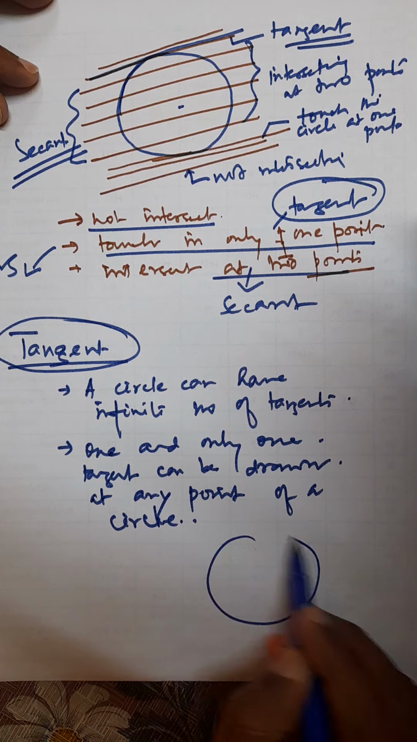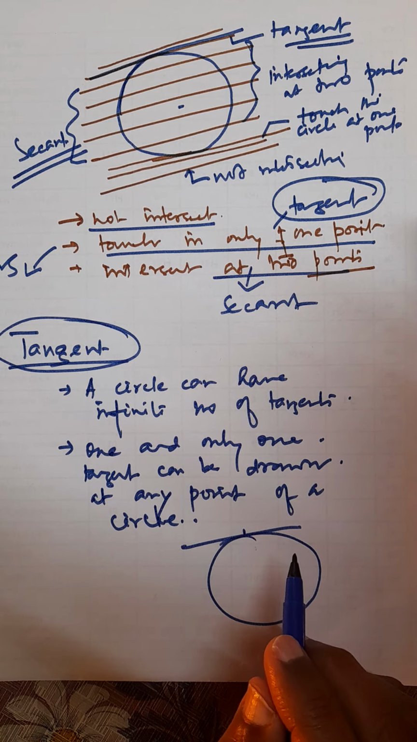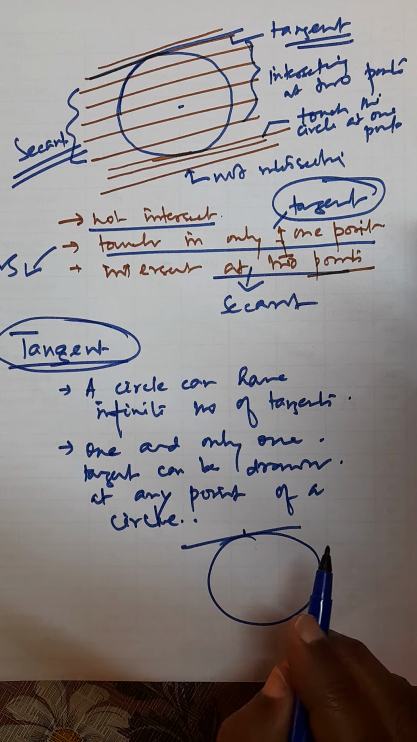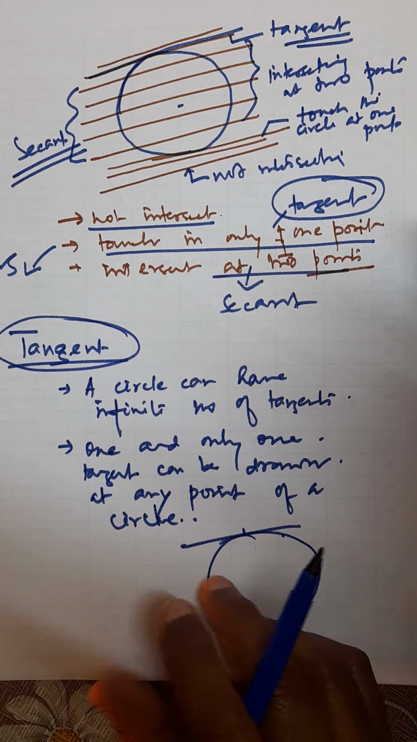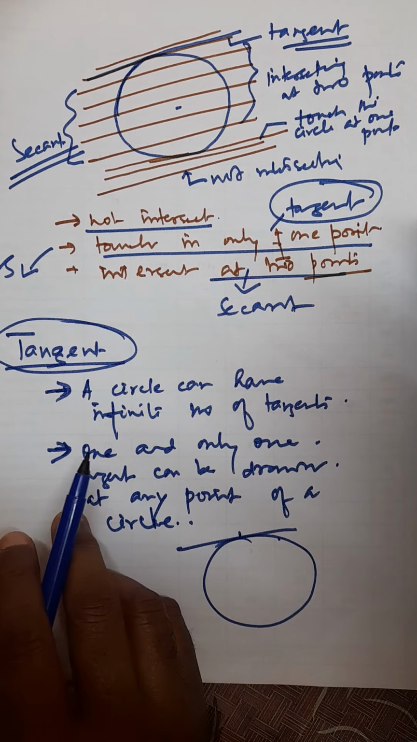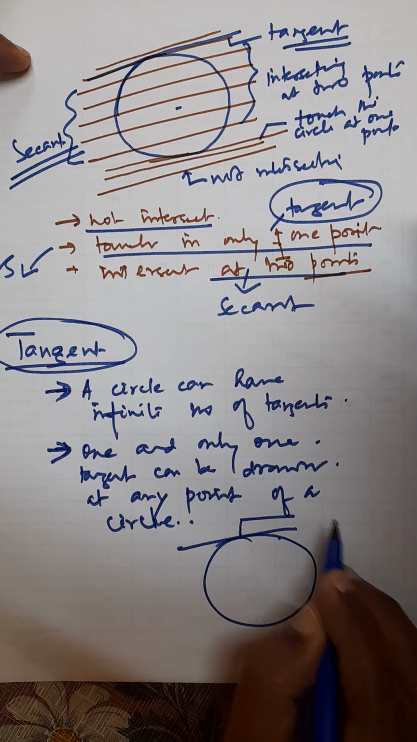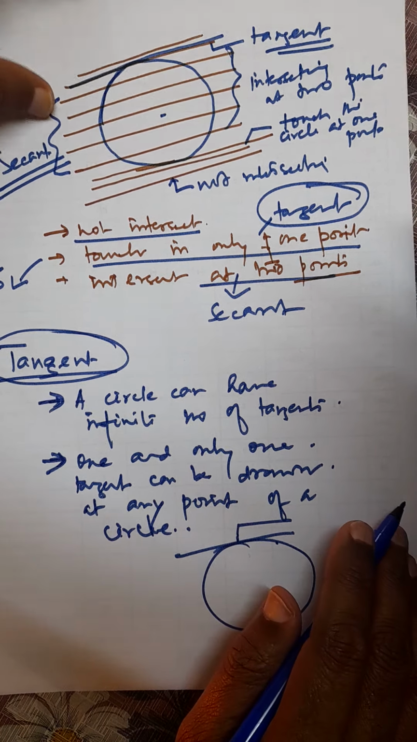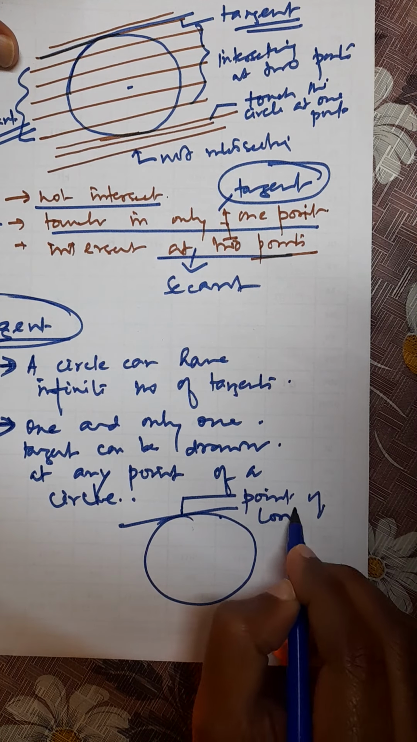If a circle is given at any point, only one tangent you can draw, not more than one. So, infinite number of points, so infinite number of circles you can draw. So, this is one point, this is another point, next point is what? And this point where it touches, that point is called point of contact.